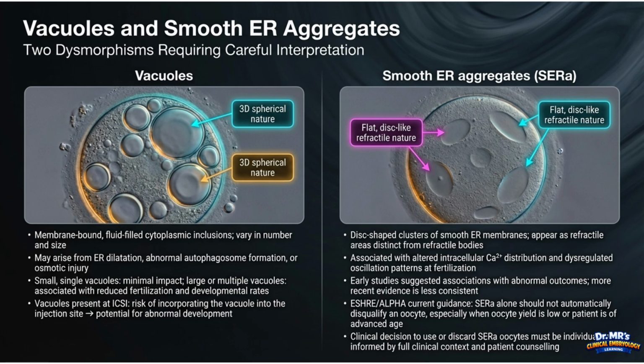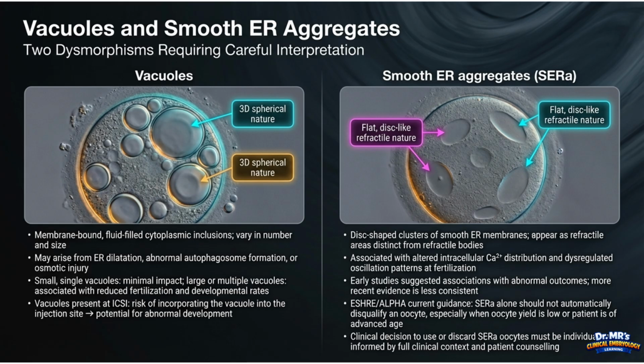The current European Society of Human Reproduction and Embryology guidance takes a balanced position. Smooth endoplasmic reticulum aggregates alone should not automatically disqualify an oocyte from use, particularly in circumstances where oocyte yield is low or the patient is of advanced reproductive age. The decision to use or discard oocytes bearing smooth endoplasmic reticulum aggregates must be individualized, taking into account the full clinical context: how many oocytes are available, what the patient's history is, and what alternatives exist. It must be accompanied by appropriate patient counseling about what is known and what remains uncertain.